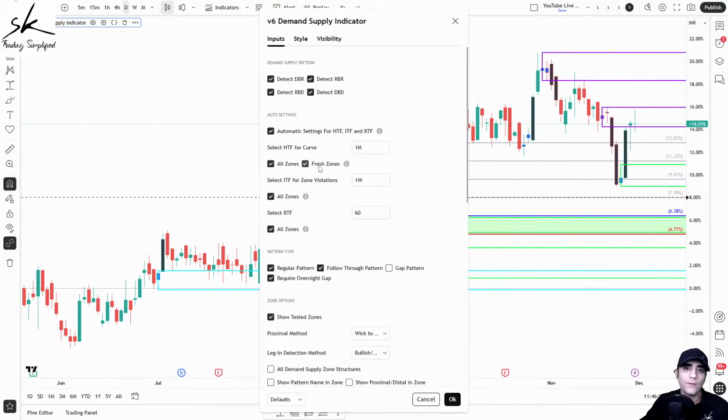Whether you want to use fresh, whether you want to use tested, that's your choice. When I go to my intermediate time frame, it will use all zones, and on intermediate by default it has to do the zone violation analysis for me. It will do that for me. And similarly, if I go to the refining time frame, it will automatically enable all zones. So these things which we manually had to enable and disable have now been automated.